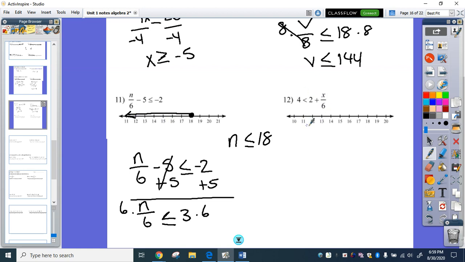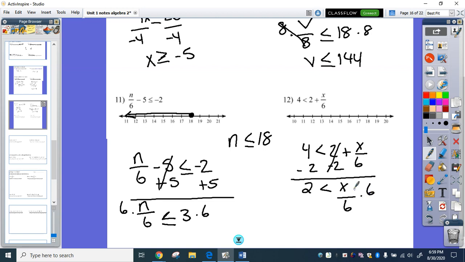Same idea with number 12, but remember we're going to have to flip this because our variable is on the other side here. So let's work it through. 4 is less than 2 plus x divided by 6. We'll move the 2 first. Now you could flip the whole equation around at the very beginning if you chose to. That's perfectly fine. So we have 2 is less than x divided by 6.